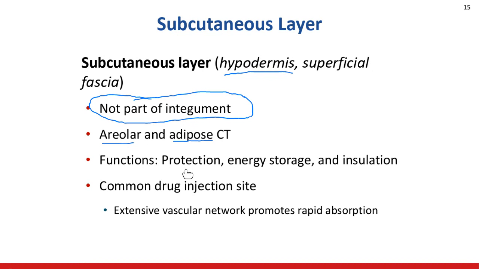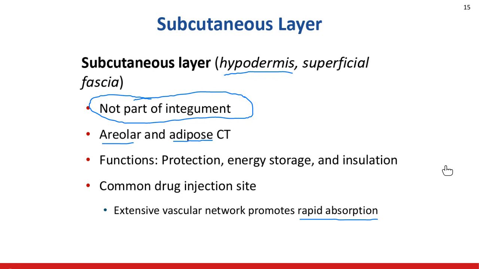So the functions of the subcutaneous layer are protection, energy storage, and insulation. That's why we like to use the subcutaneous layer as an injection site, because we're dealing with loose connective tissue, and loose connective tissue is highly vascularized, and so that means we have a lot of blood vessels in that area. And if we have a lot of blood vessels in that area, then we can get a rapid rate of absorption for whatever drugs that we are injecting into our body. So it's a great place to give medication.